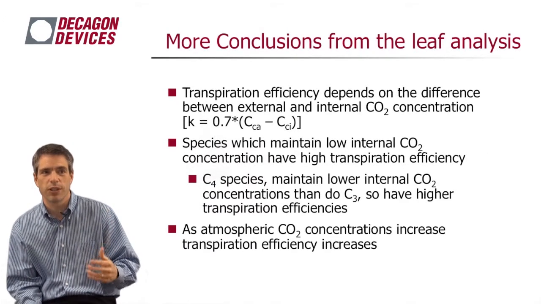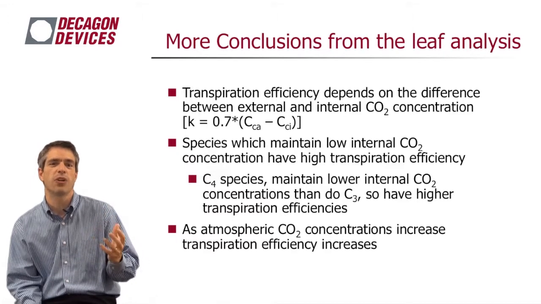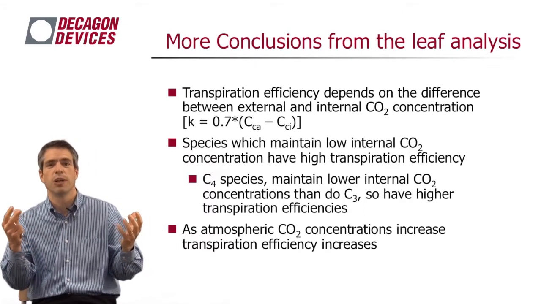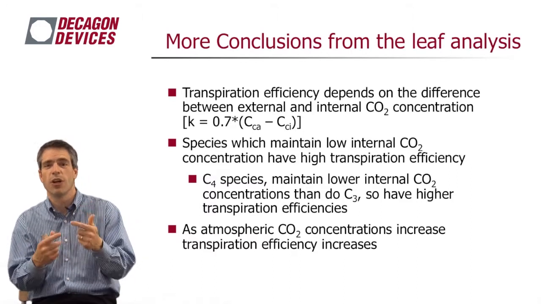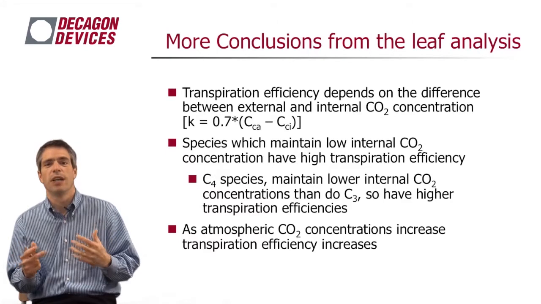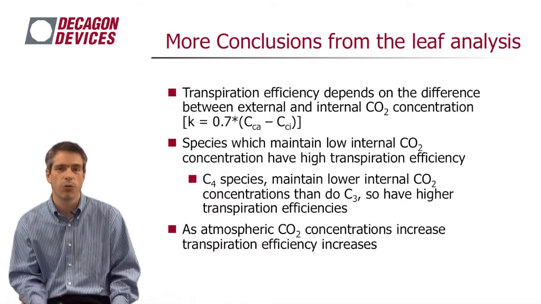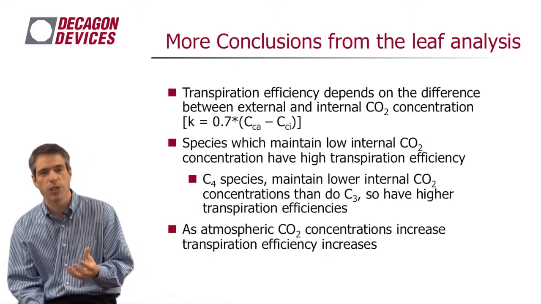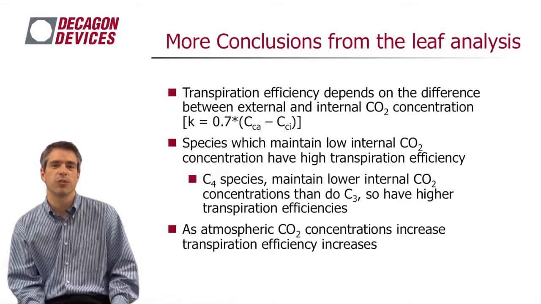Now, what else can we conclude from this? Transpirational efficiency depends on that concentration difference between ambient CO2 and internal CO2. That 0.7 isn't going to change. That ratio of conductances is going to be the same, but that CO2 will be different. And you're immediately jumping to something we talked about earlier and you already know, which is that species that maintain a low concentration of CO2 inside their leaves have a higher transpirational efficiency.